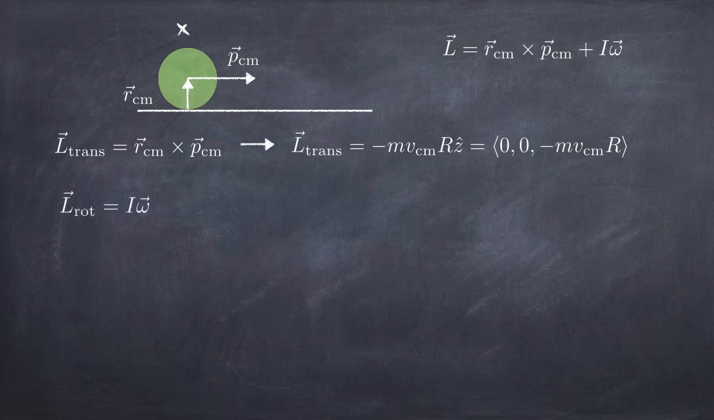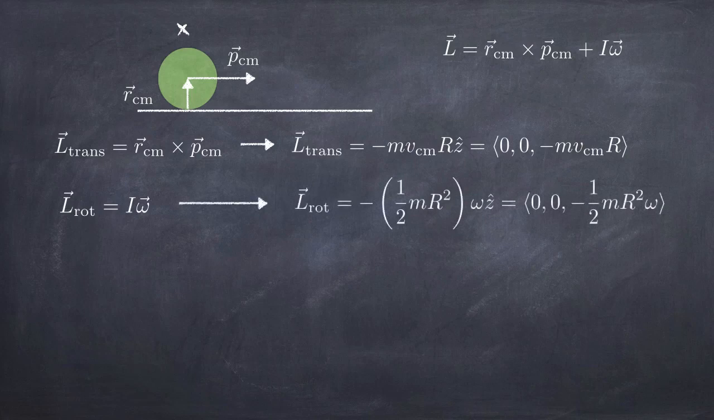What about the rotational or the relative angular momentum? Well, that's just I times omega. I, in this case, is the inertia of a disk, 1/2 mr squared. Omega points into the page, and therefore the multiplication of these, the scalar times the vector, has a negative z component. Both of these have a negative z component.